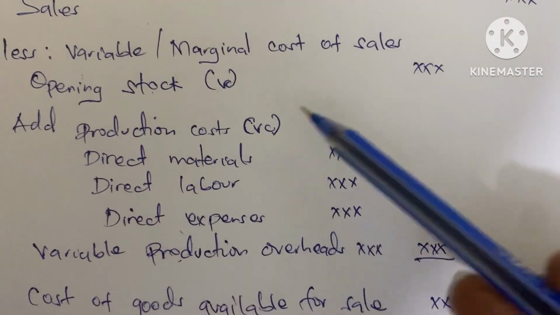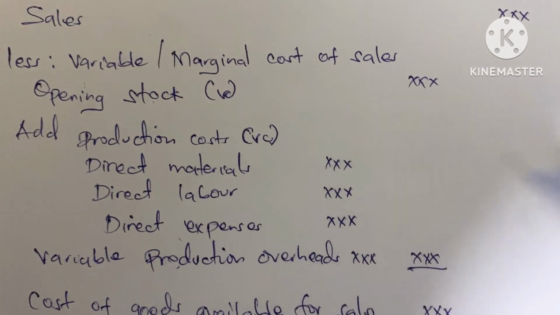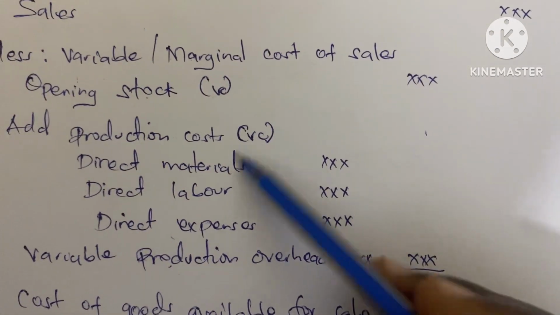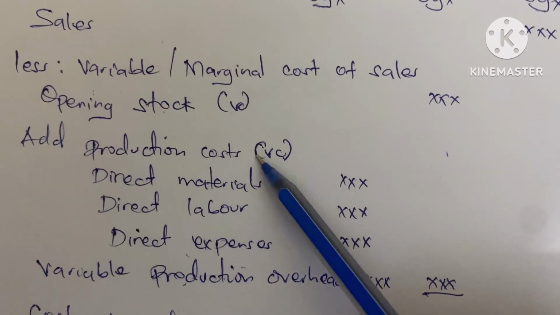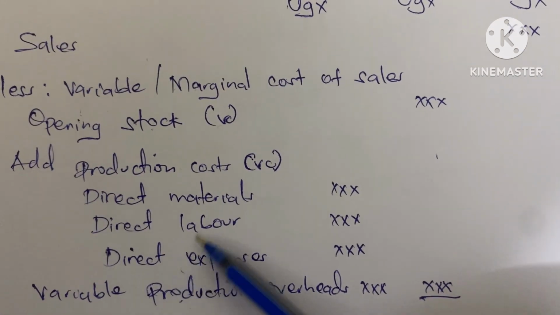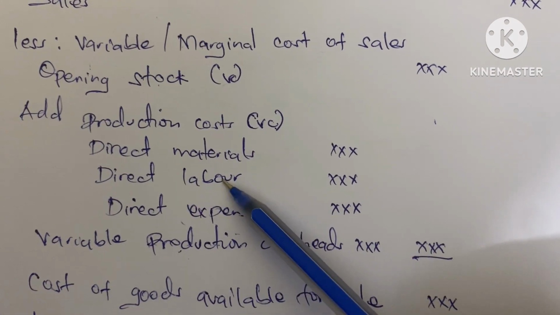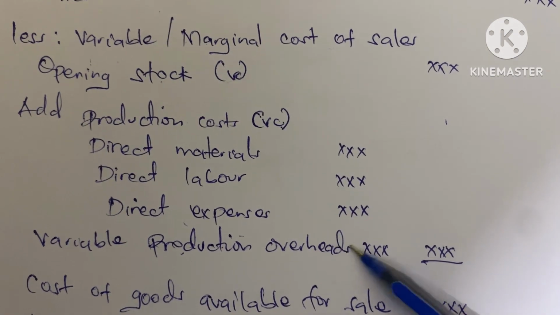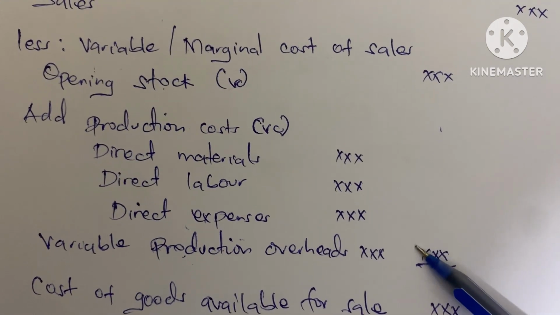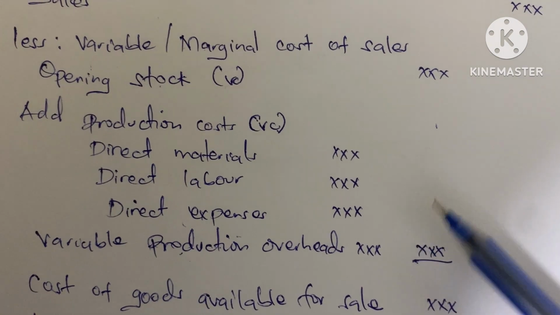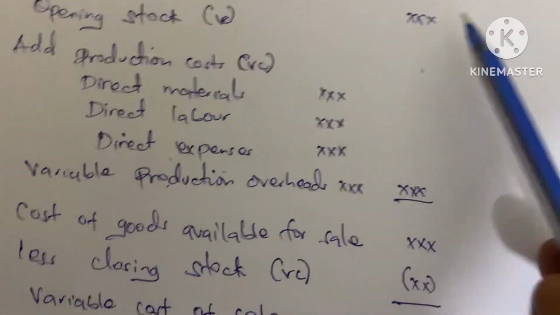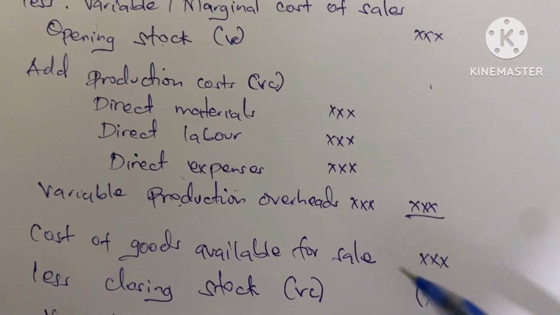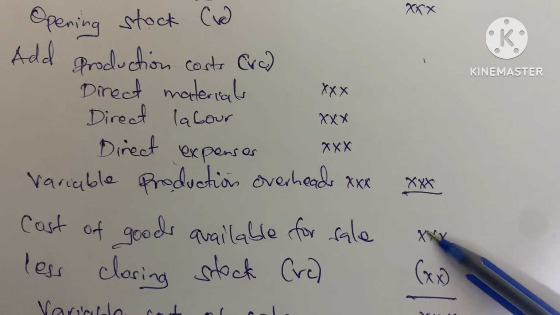You can decide to do this aside and then bring the total and write it as production cost, or you can write them here. So we add production costs, and these are the production costs. We have direct materials, direct labor, direct expenses, then the variable production overheads. That is it. Then we get the cost of goods available for sale. We get the opening stock plus the production costs. We get the cost of goods available for sale.